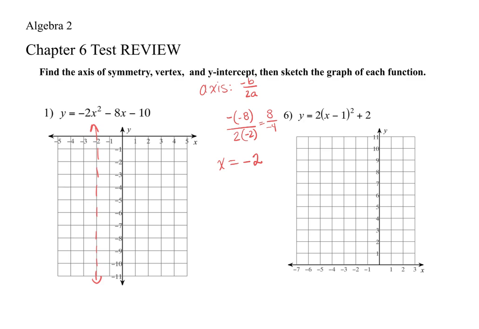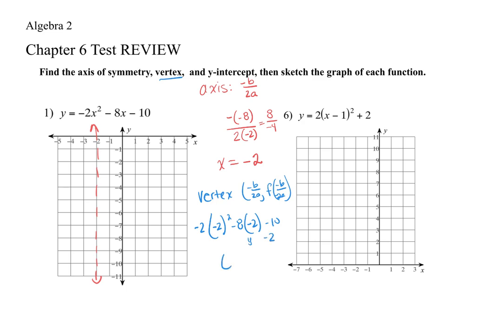The next thing it says is to find the vertex. The vertex, I've already found the x value of it. That is my negative b over 2a. My y value is what happens when I plug that into the function. So in this case, I'm going to plug in a negative 2 to my original function. So negative 2 times negative 2 squared minus 8 times negative 2 minus 10. Negative 2 squared is 4. 4 times negative 2 is negative 8. Plus 16 is positive 8. Minus 10 is negative 2. So my y value here is also negative 2.